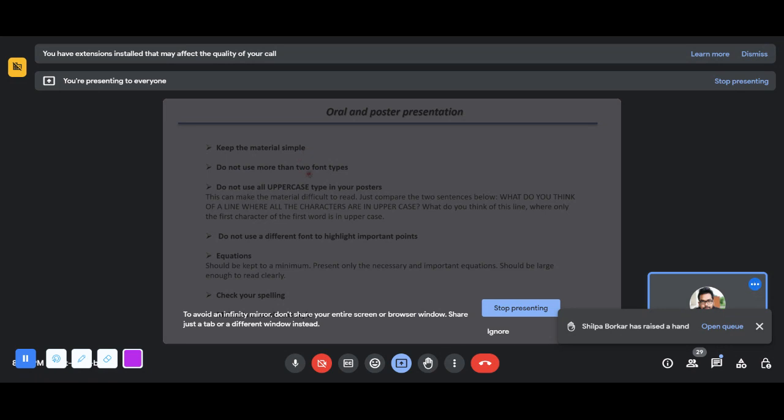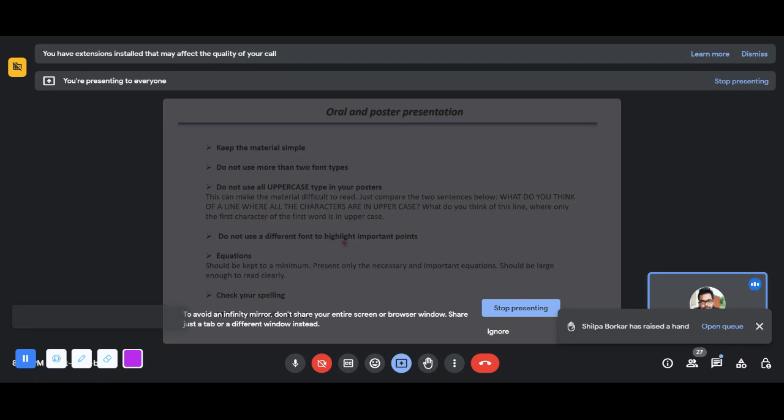Do not use more than two fonts. Always try to use the same fonts in a particular presentation, whether poster or oral. Do not use uppercase, meaning all capital letters, in your poster. This can make the material difficult to read, so always use the normal conventional way of presenting. The first letter of the first word in the sentence will be a capital and the others will be small. Just try to follow that.